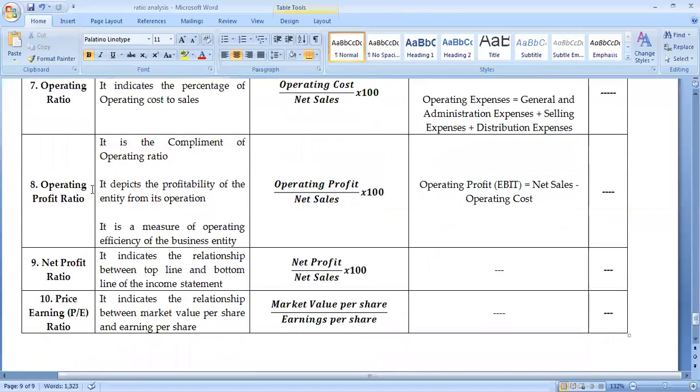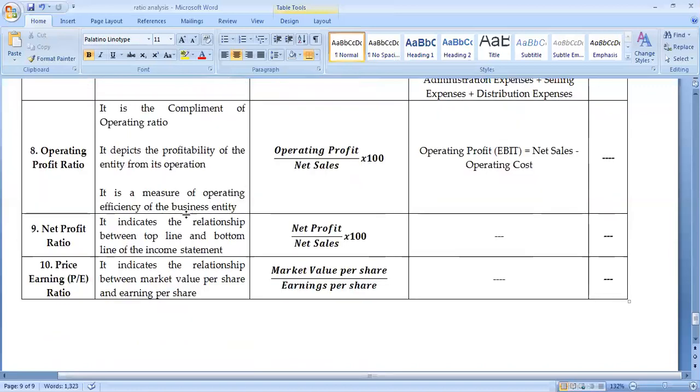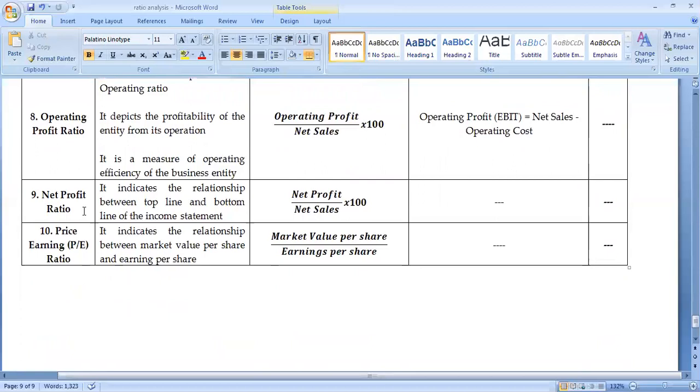So what actually is the operating profit? Operating profit is going to depict the profitability of the entity. So the operating profit will be found out by using the operating profit ratio, and whether any improvement needs to be done for the operating profit will be analyzed in the operating profit ratio. Next one is the net profit ratio. The net profit ratio also indicates a certain relationship between the top line and the bottom line of the income statement. So net profit will be compared with the net sales into 100.